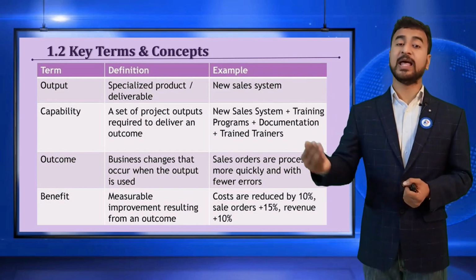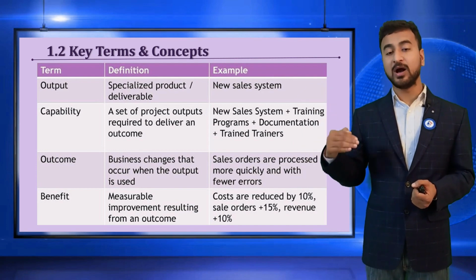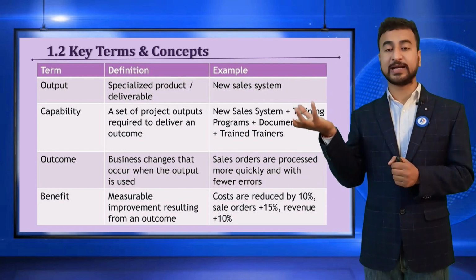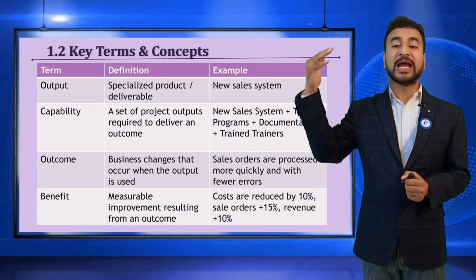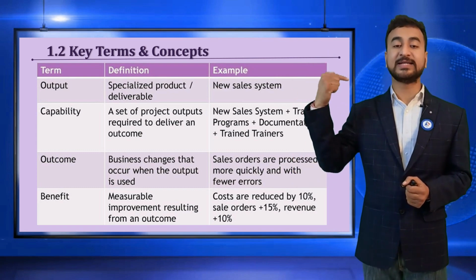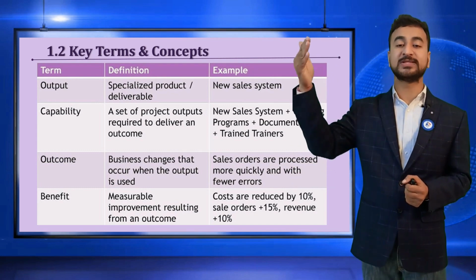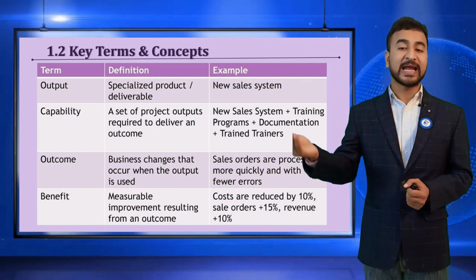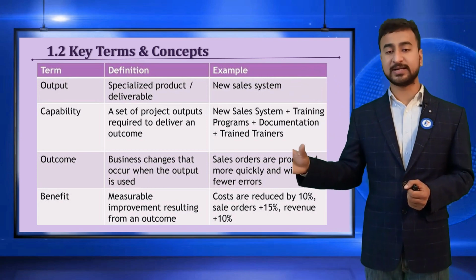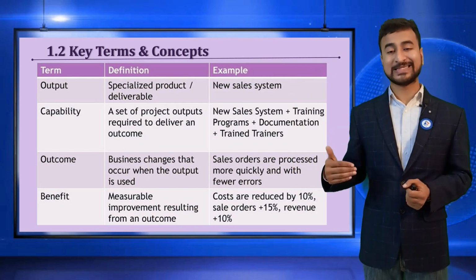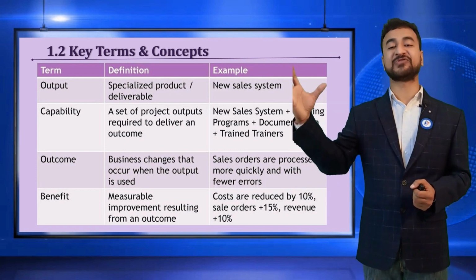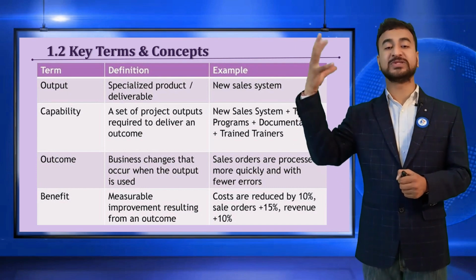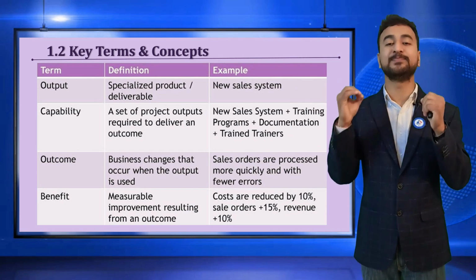That is the capability. And the outcome is a business change that occurs when the output is used. So you had the new sales system and you created a capability, both worked, and then you get a change in the ecosystem. What kind of change? Sales orders are processed more quickly and with fewer errors. In a manual system, let's say it took 10 hours to process a sales order and complete the whole sales process. After having an automated system, it took hardly 10 minutes. So there is a drastic change. The process is shrunk and there are fewer errors. So that is a change by using the output.